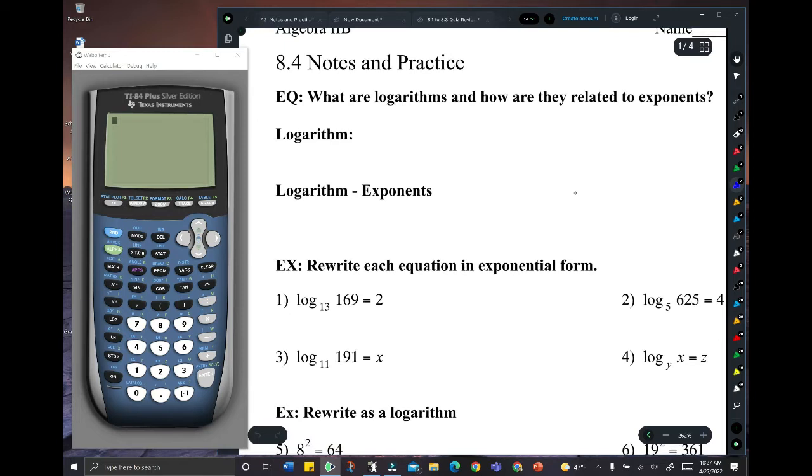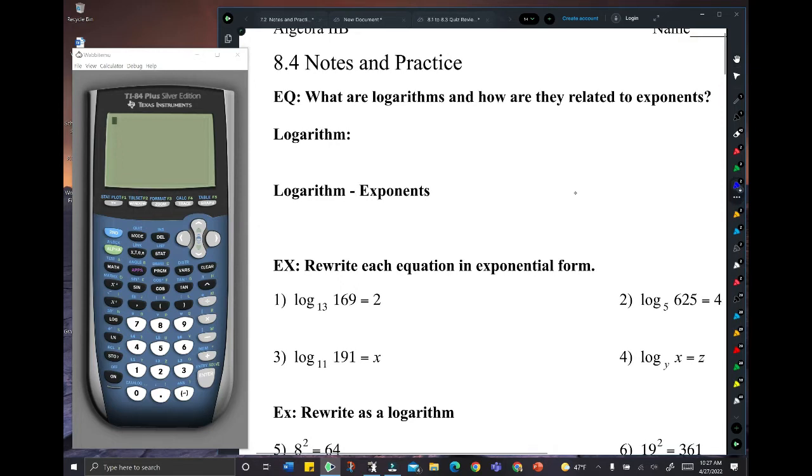Today we're talking about logarithms, a brand new topic for you. What they are, we're going to come to find, is they are the inverse of exponential functions. So first off, what is a logarithm? Let's just dive on in. So this is what a logarithm is.